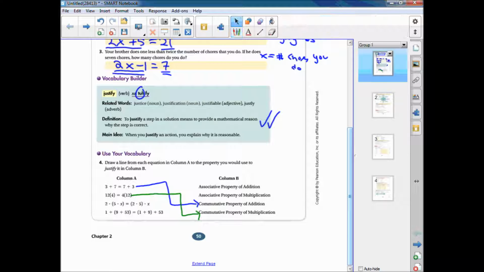And then 2 times 5 times x equals 2 times 5 times x. We didn't change the order we multiplied, but we have parentheses to help us tell which ones to do first. So when the parentheses move around, but we don't change any of the numbers, this is the associative property, and in this case, the associative property of multiplication. And then lastly, same thing, we want to add in a different order. So instead of adding 1 and 9 first, we could add 9 and 53 first. So this is the associative property of addition.